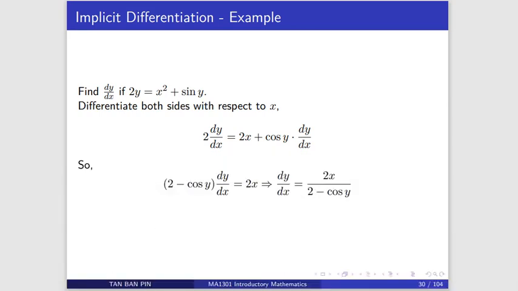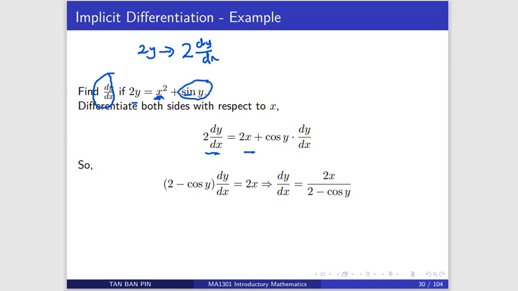In this example, again we look at implicit differentiation. You're supposed to find dy/dx, and you're given the equation 2y equals x squared plus 9y. So we just differentiate both sides with respect to x. Differentiating 2y will give you 2 dy/dx. Differentiating x squared gives you 2x.